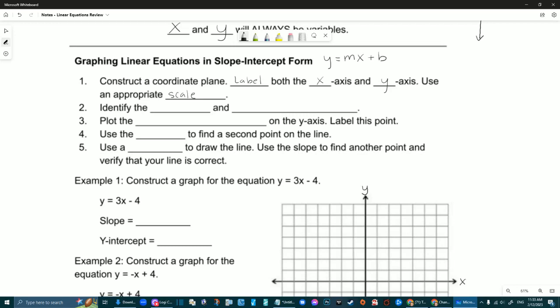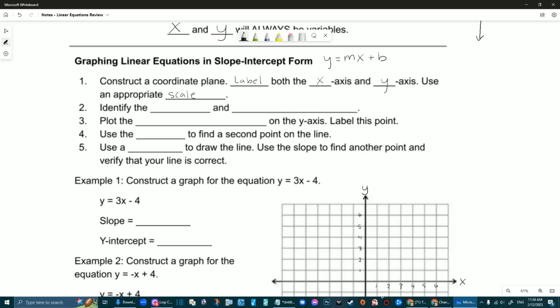But in this case, we should also label, and I'm going to go ahead and do that right now. So 1, 2, 3, all the way across. And then the same thing vertically. 1, 2, 3, all the way up. This way, anybody looking at my graph can tell what I'm counting by.